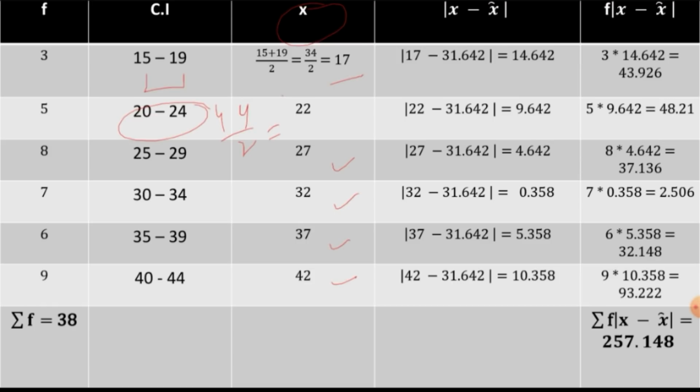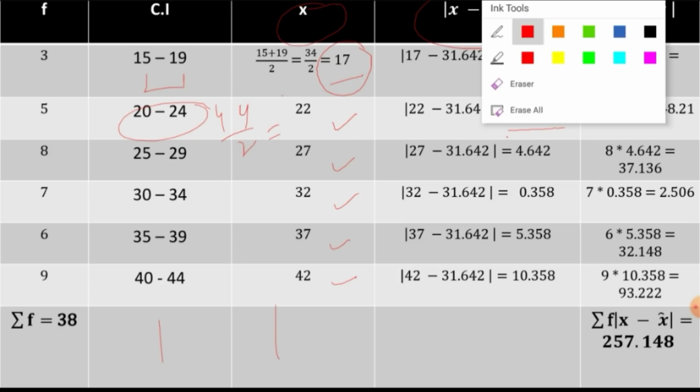After that, median should be subtracted from each and every midpoint. Means 17 minus 31.642. The answer will be minus 14.642. Students, I have explained this earlier why we have right here positive, just because of this modulus sign. If you get the answer in negative, then just because of this modulus sign the answer is considered as positive. So 22 minus 31.642, the answer is 9.642, and you will calculate all the values accordingly.